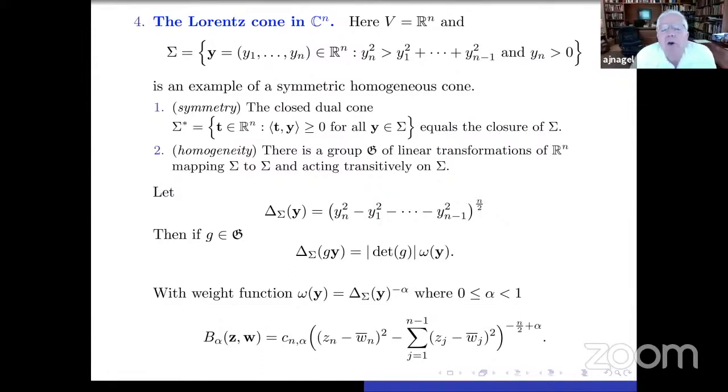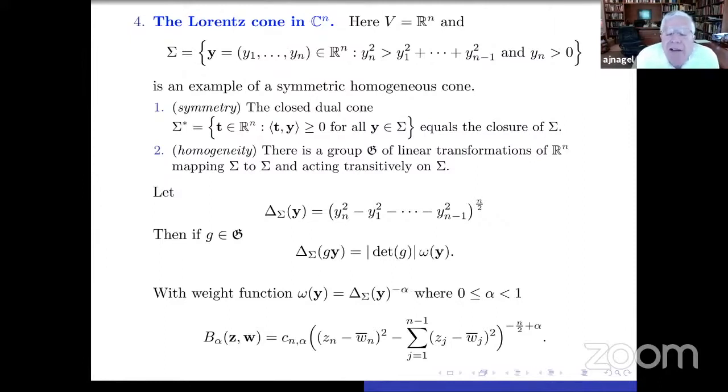And homogeneity means that there's a group of linear transformations of the underlying space R^n which preserve sigma and act transitively. And now in this case, this is perhaps maligning standard notation, but I want to let delta in this case be y_n squared minus the sum of the other things squared, to the power n over 2. This may not be what delta is called in some of the literature, but in this case, one can check that when you act by one of these linear transformations which preserve sigma, delta of gy is the determinant of g times delta of y. That should be omega of y.